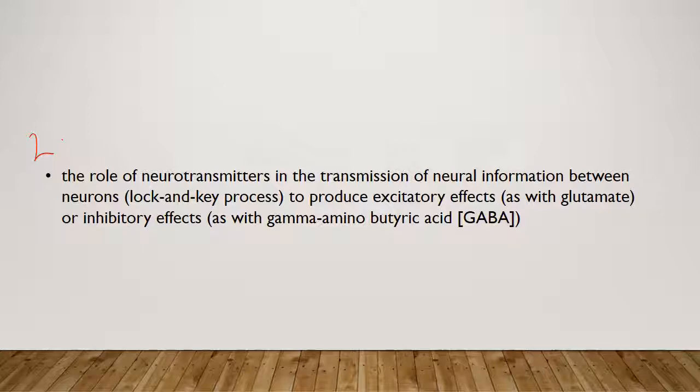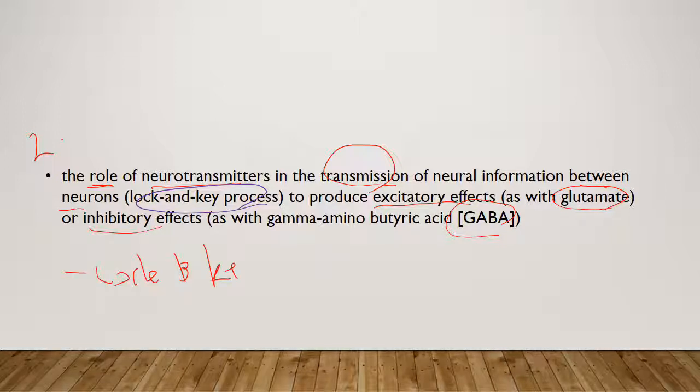Dot point 2 is the role of neurotransmitters in the transmission of neural information between neurons. More specifically, we're looking at the lock and key process to produce either excitatory effects, as with glutamate, or inhibitory effects, as with GABA. So essentially what this is looking at here is, what is the lock and key process? You should know this structure really, really well, okay? Please make sure you know that.